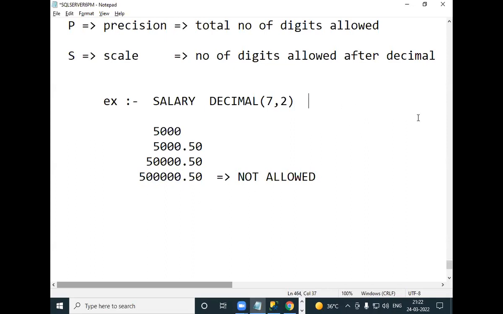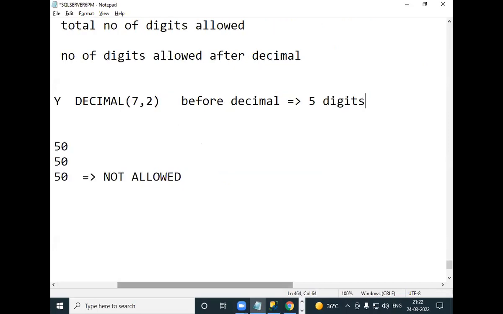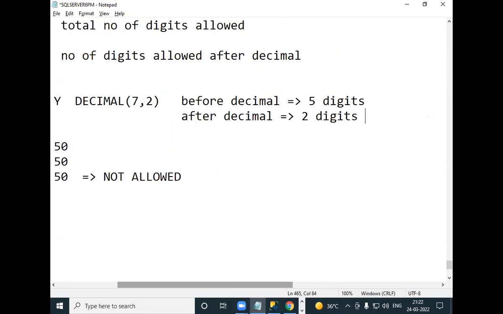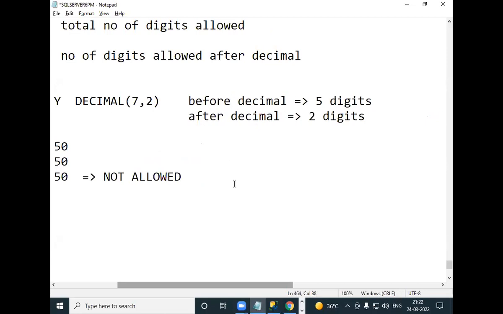So if you want, note down what that is. Before decimal, how many digits? Before decimal, 5 digits. And after decimal? 2 digits. Before decimal 5, after decimal 2. So total what? 7. Total 7. Before decimal 5, after 2.